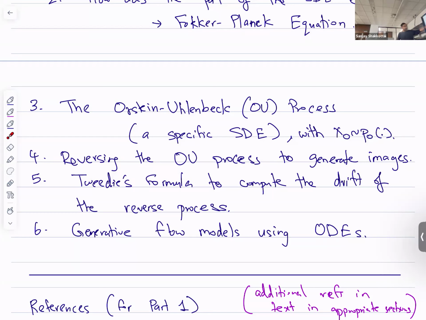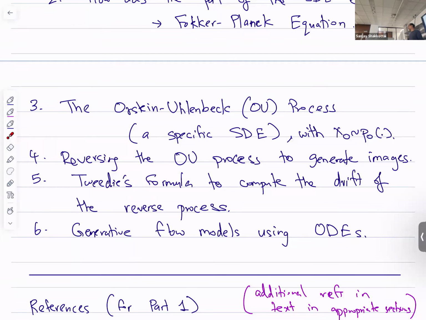Finally, these are all sort of stochastic ways of doing things. Can we do ODEs, ordinary differential equations, not SDEs, and come up with samplers? These things are called flow models, and I want to show you how to take an SDE model and convert it to a flow model and vice versa.